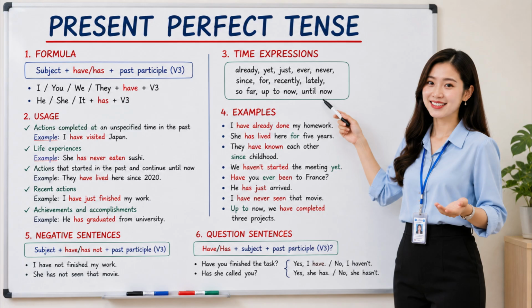1. To talk about completed actions with present results. One of the most common uses of the present perfect tense is to describe an action that happened in the past but has a result that affects the present. Examples. I have lost my keys. I cannot find them now. She has broken her glasses. Her glasses are broken now. We have finished the report. The report is ready now.